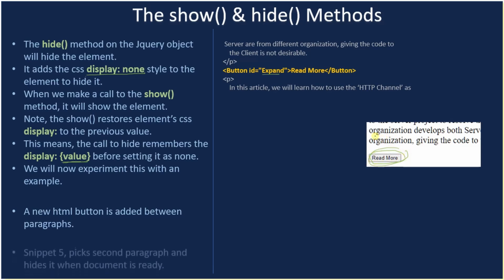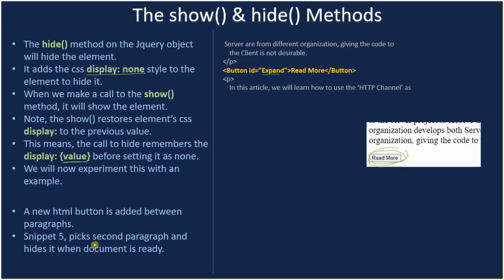Snippet 5 picks second paragraph and hides it when document is ready. That means we will add some code in the document ready, not inside the existing click event handler of 3 button. Outside that, we will write a code to hide the second paragraph. We know that our document is having only 2 paragraphs, so we will make use of $P that picks all paragraph inside the div. But here we are not talking about div and all. We are just stating pick all the paragraph in this document.